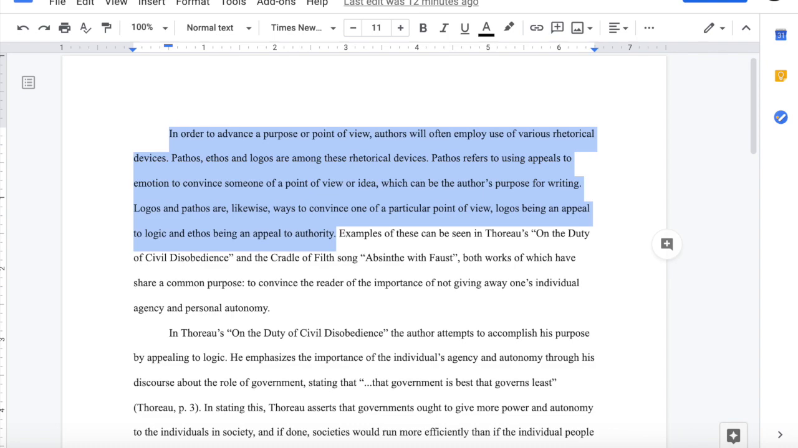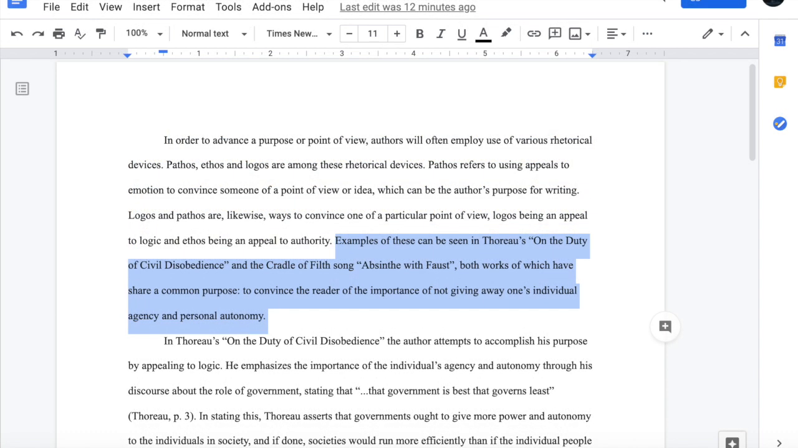Then, in the second and third sentences, I go on to explain what rhetorical devices are by giving examples of different types of rhetorical devices and defining them, which is necessary because the reader might need some brief background information on these topics I am discussing.